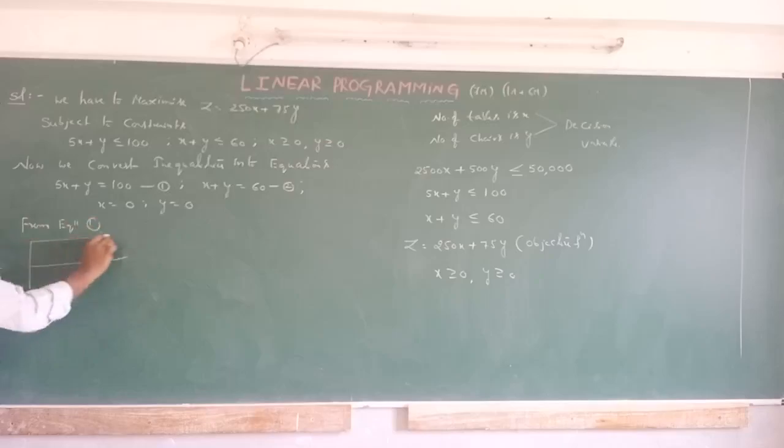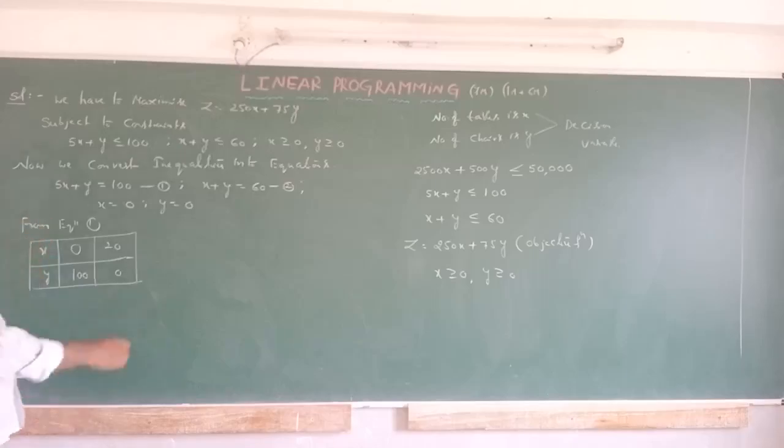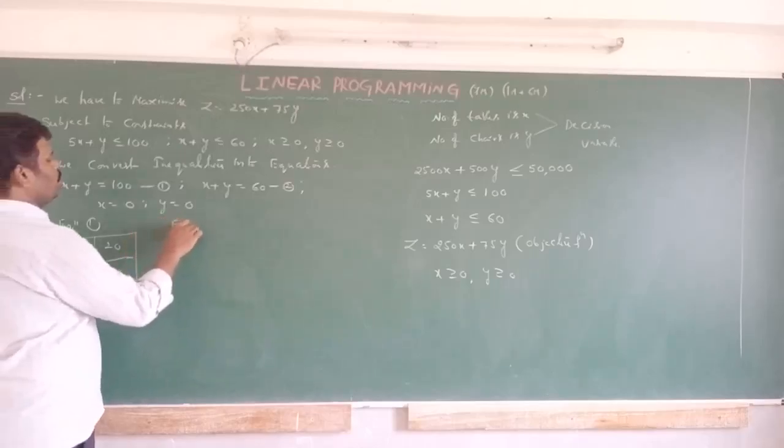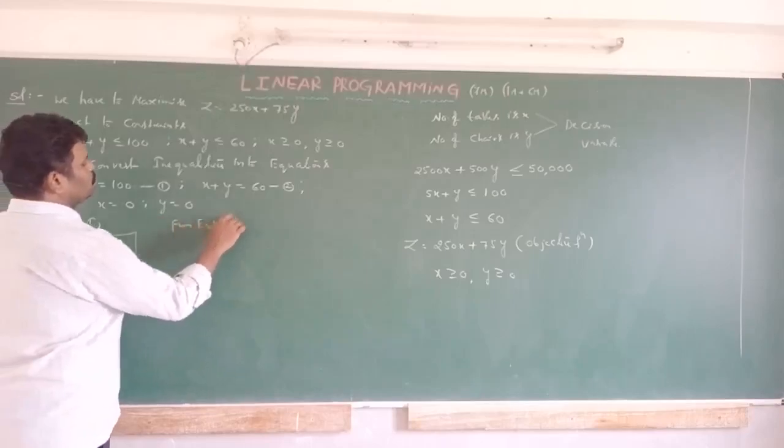So what are we going to see here? If we want to find x, y, these values are known. For example, from equation 1, if we take x is equal to 0, then y is equal to 100. If y is equal to 0, then x is equal to 20. Next one, from equation 2.